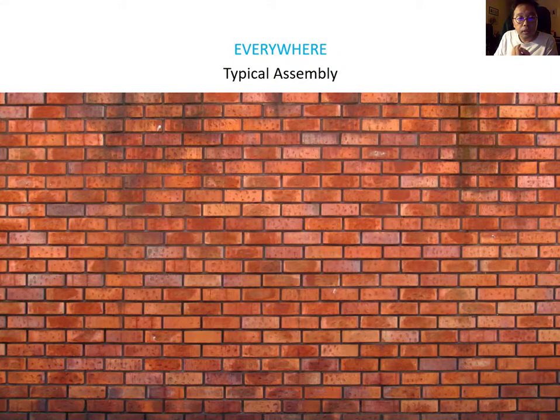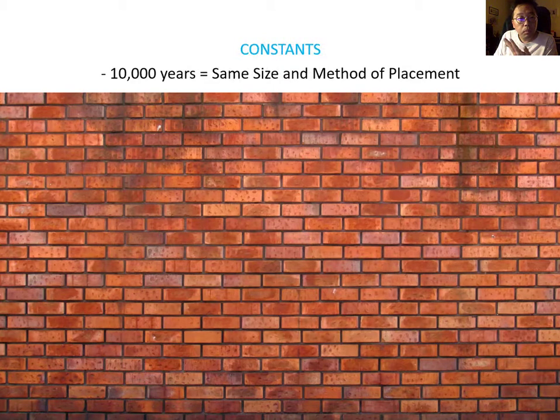You can find red brick buildings around the campus. It is a very typical assembly, used for more than 10,000 years with the same size and the same placement. But these days, contemporary architects consider how they can use brick differently, because brick is a modular material. It means it is easy to manipulate the elevation.